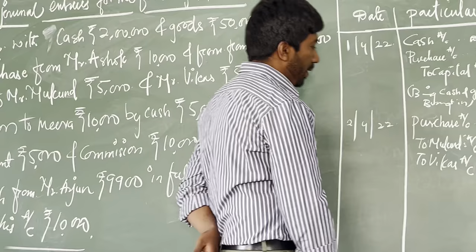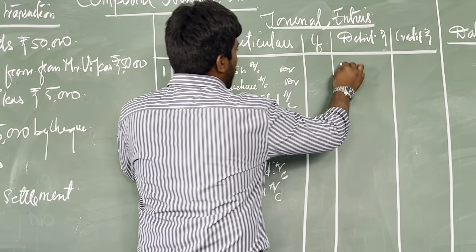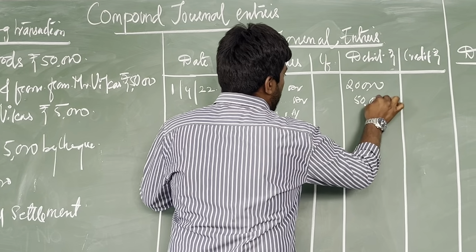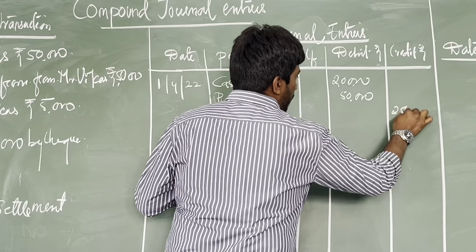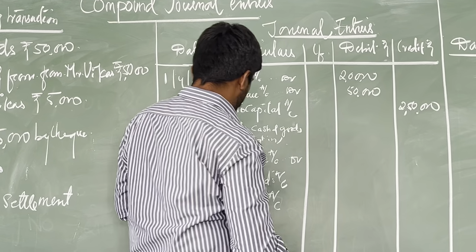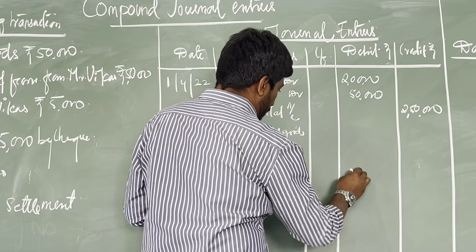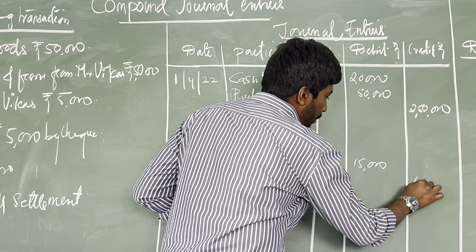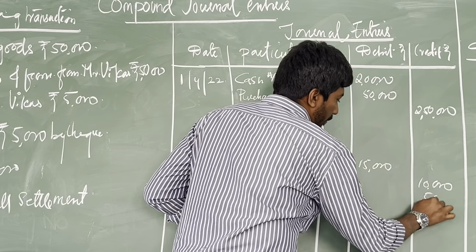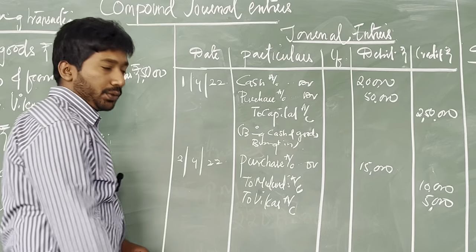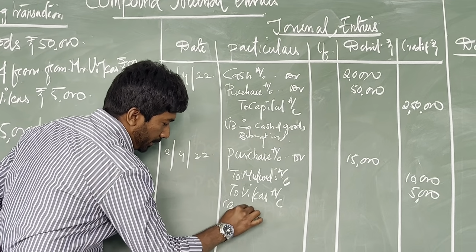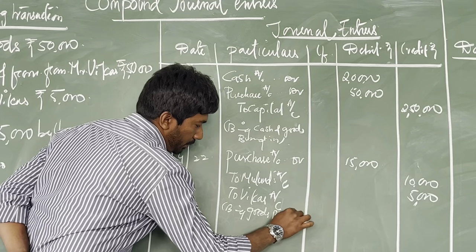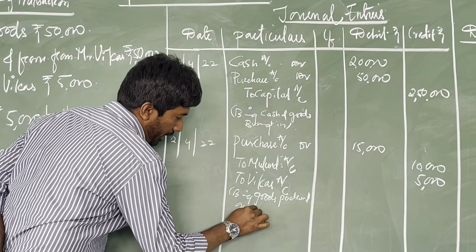So the amount they have given is 2,50,000. Total amount is 2,50,000. Then next, from Mukund we have taken total purchases worth 15,000. From Mukund we have taken 10,000 worth of goods. From Vikas we have taken 5,000 worth of goods. So being goods purchased on credit.